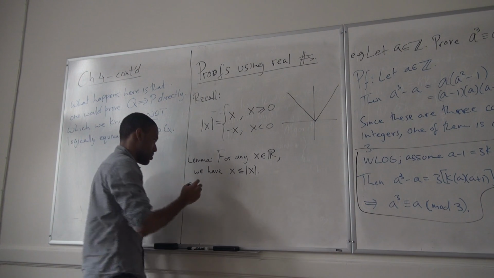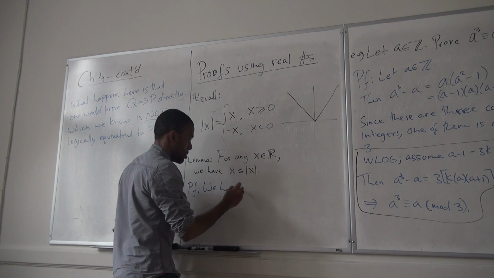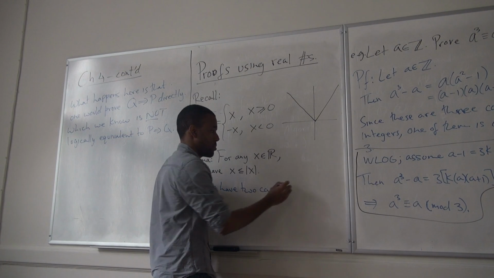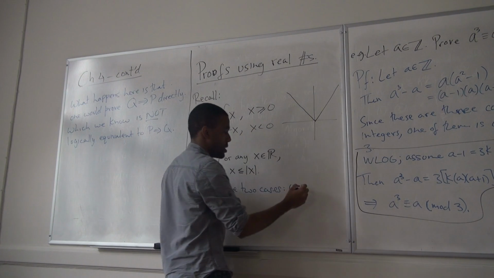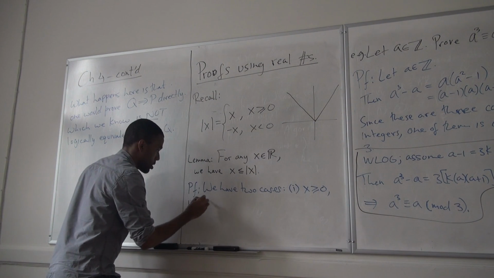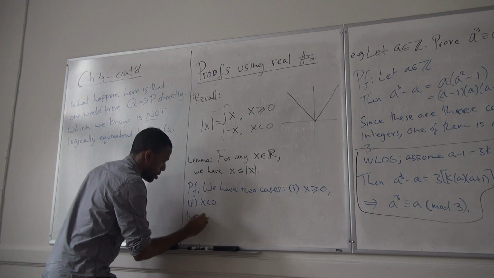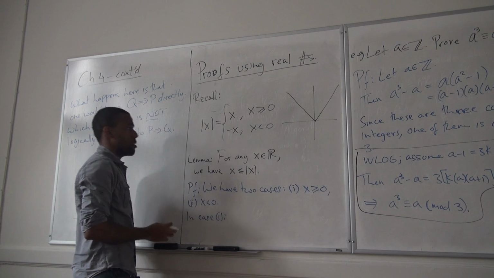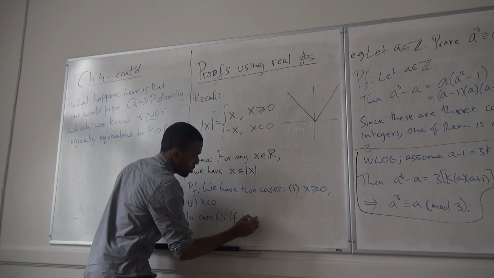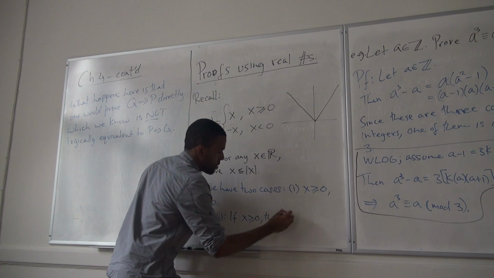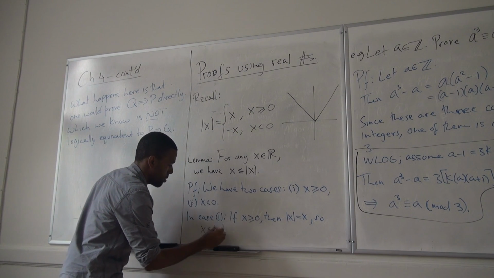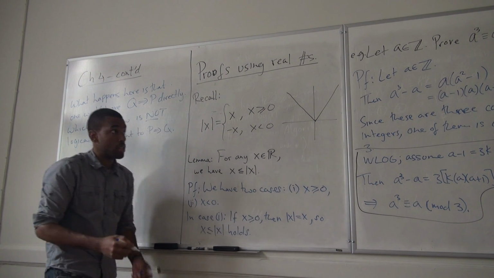By cases. What are the cases? Right, we split it up into cases based on the definition. In case 1, what do we have? If x is greater than or equal to 0, then the absolute value of x just equals x. And so x less than or equal to the absolute value of x holds, right? Because we have equality in that case.